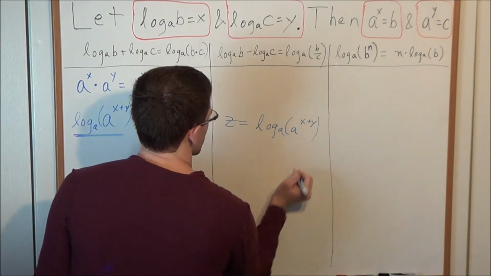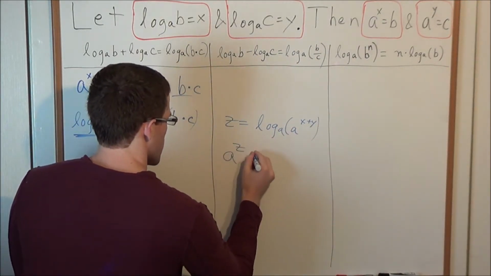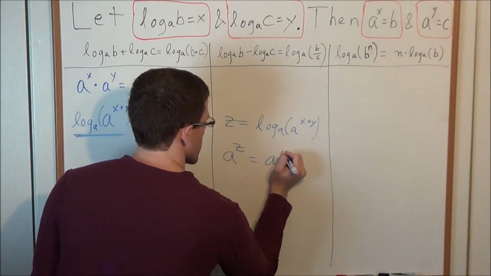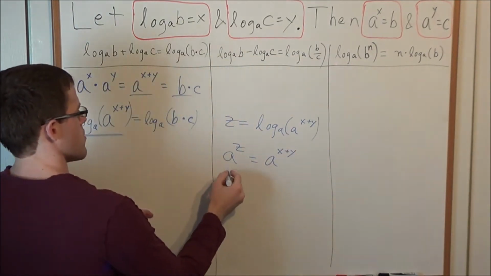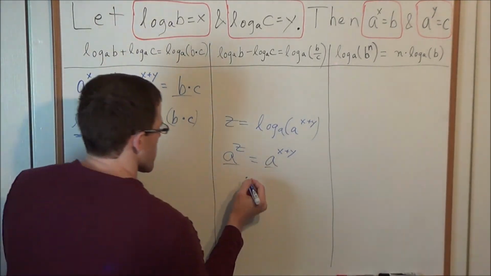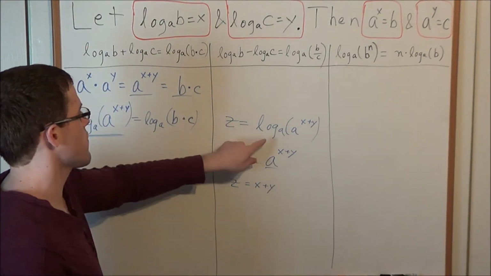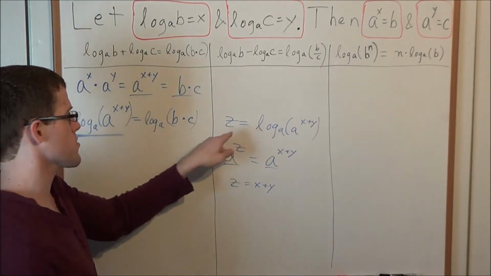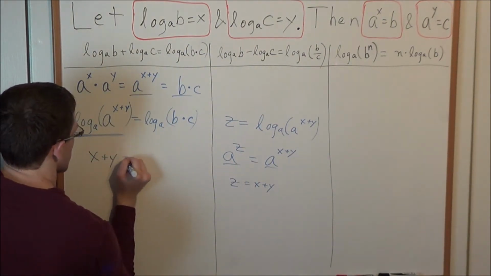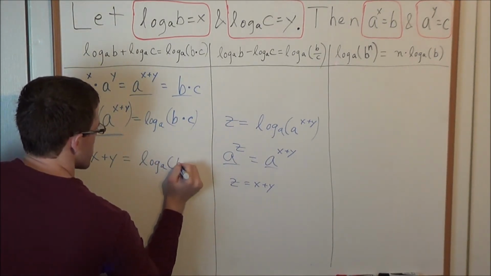We're looking at z equals log base a of a to the x plus y. Using the definition of logs, a to the z is equal to what's inside of this log term, so this is equal to a to the x plus y. If we look a little closer, the bases are the same, so we know that z is equal to x plus y. So we can evaluate log base a of a to the x plus y; this is simply equal to x plus y. Keep in mind, this is still all equal to log base a of b times c.